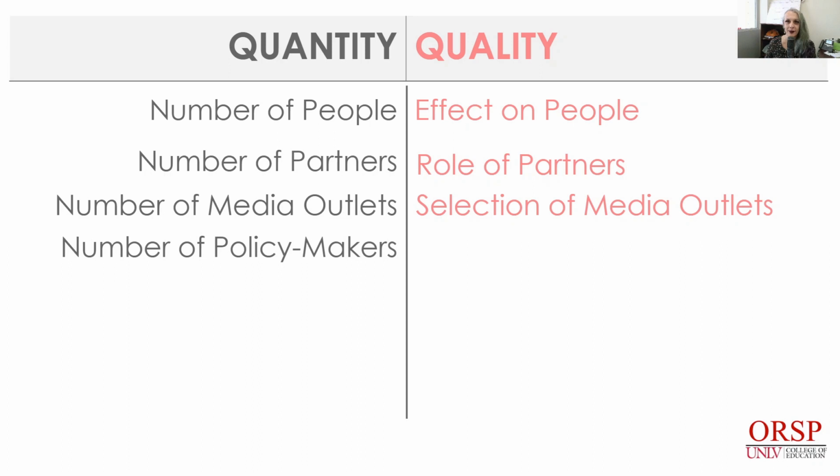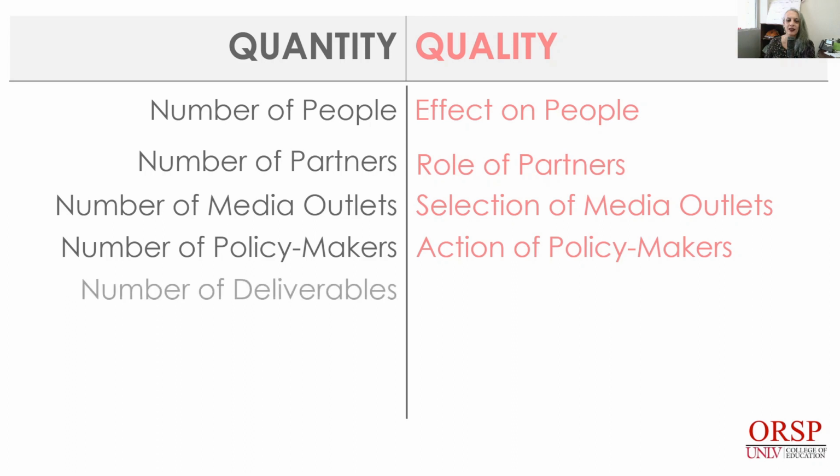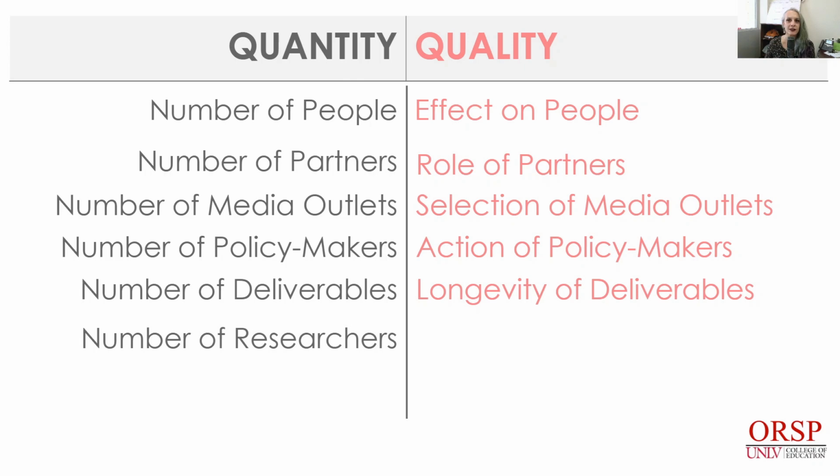The number of policymakers, but what about the action that those policymakers can take? The number of deliverables, but maybe more importantly, the longevity of those deliverables. How far into the future are they going to go? The number of researchers, including students and postdocs, and the effect on the careers of these researchers. All of these are aspects connected to impact and aspects that can be added to the design of your project.